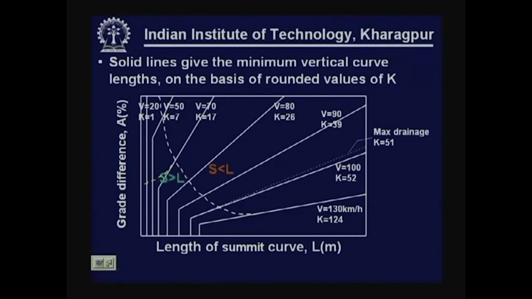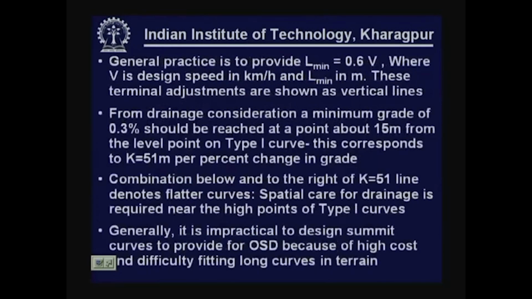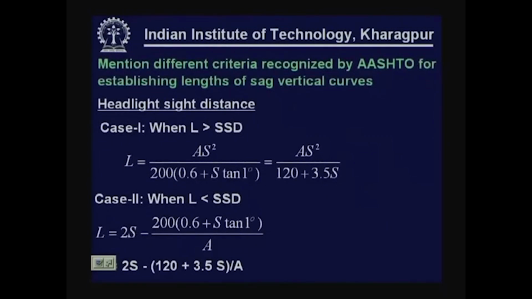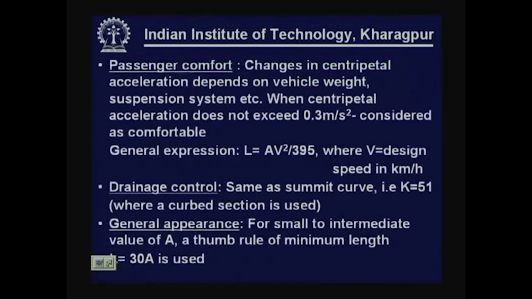K for drainage is also another requirement which does not restrict the design, but asks you to be a little bit more careful. Then the criteria considered by AASHTO for establishing the length of the vertical curves: we consider the headlight sight distance, again calculating the length depending on whether L is greater than stopping sight distance or less than stopping sight distance. Also, second one is the passenger comfort, third one is the drainage control, and fourth one is the general appearance. But generally it is the headlight sight distance consideration that governs the design length of the valley curve.